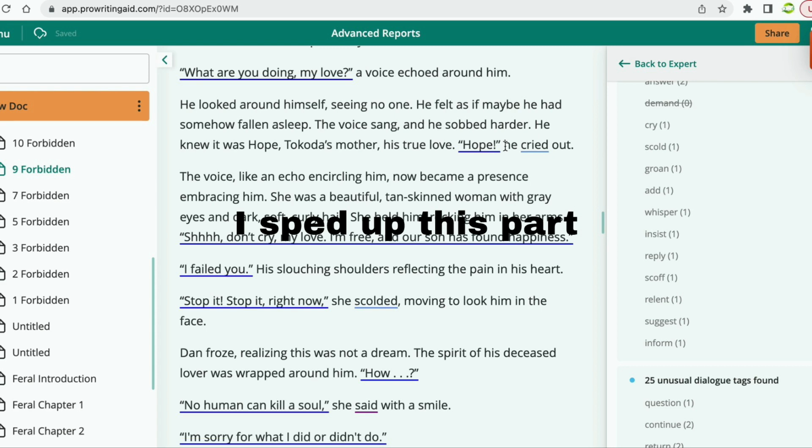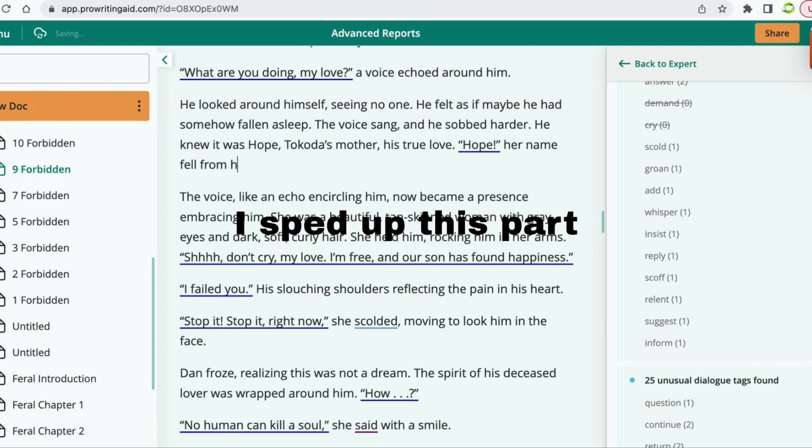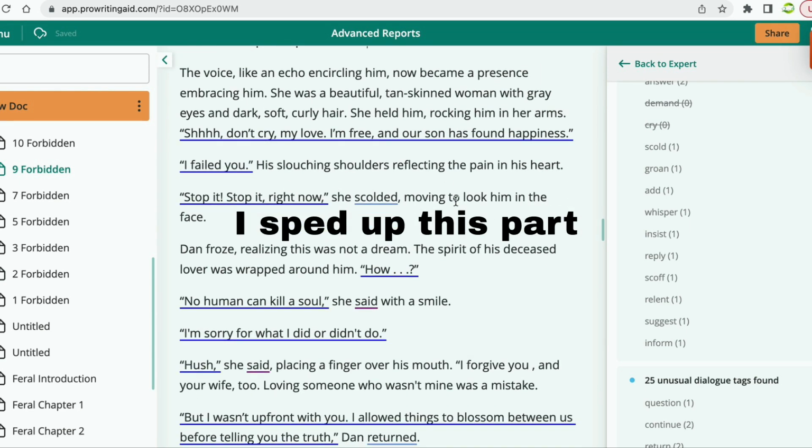I'm going to leave this. Now, it's going to read funny in the audio, because if I just take this part off, it's going to sound like, Dakota's mother, his true love, Hope. I don't know. Be dramatic here. Dakota's mother, his true love, Hope. Her name fell from his lips in a painful thud. Okay. That's how I do my sensory.